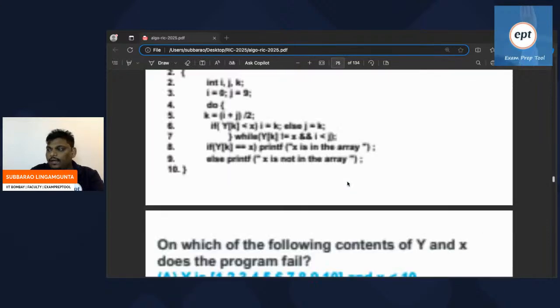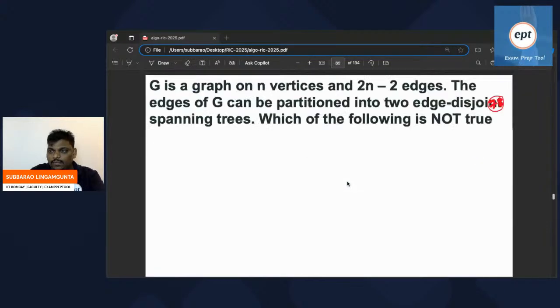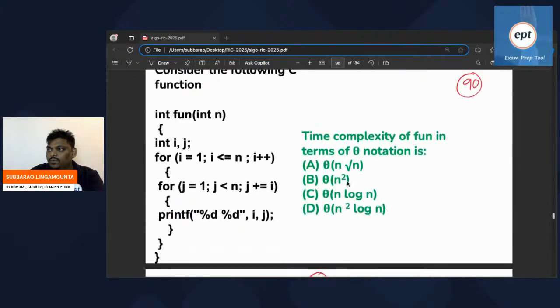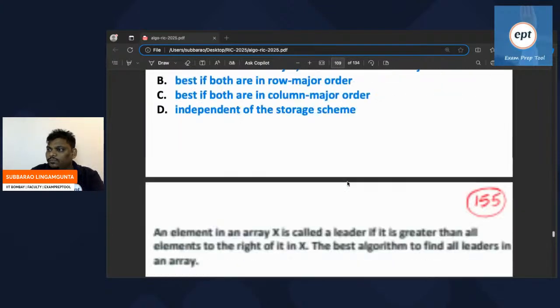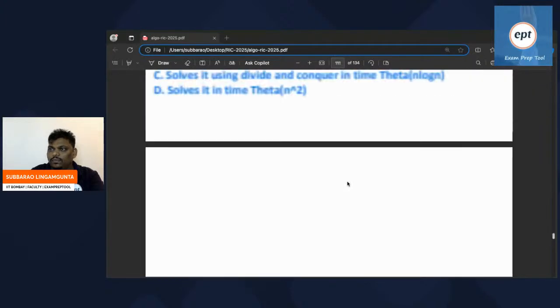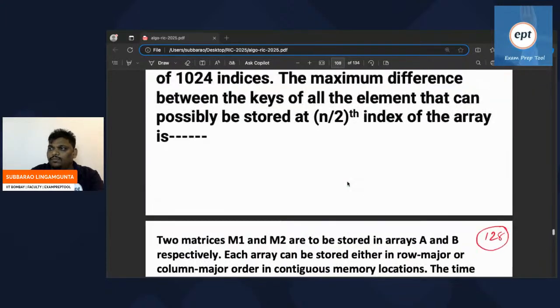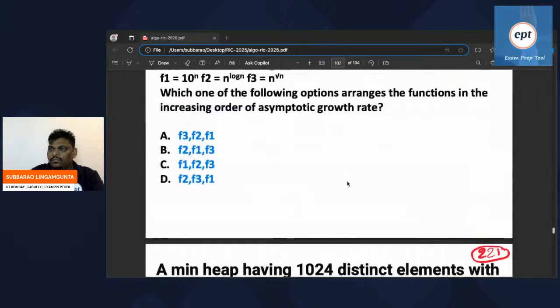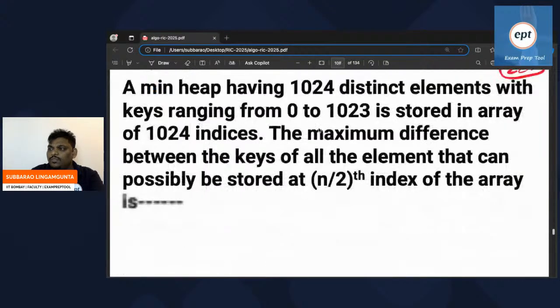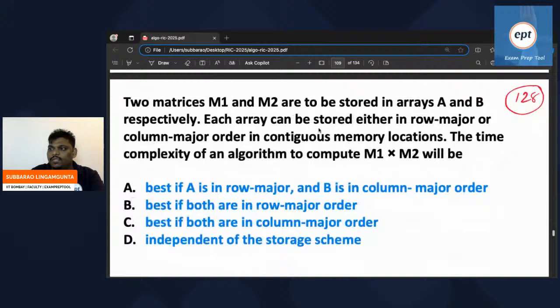Yeah, fine. Let's go to the class. In the previous classes we saw all these problems. This problem was also done.